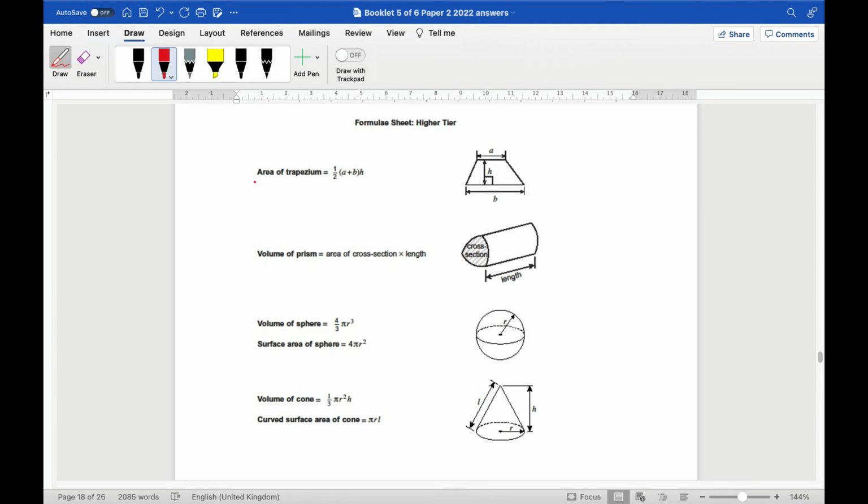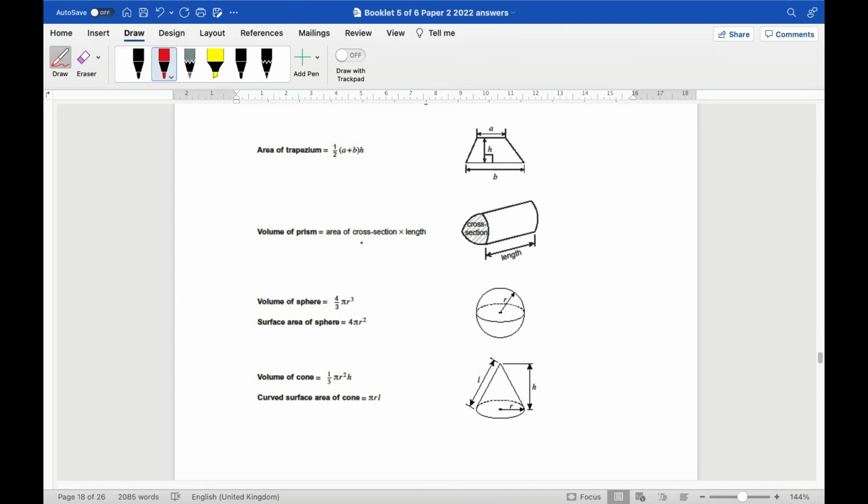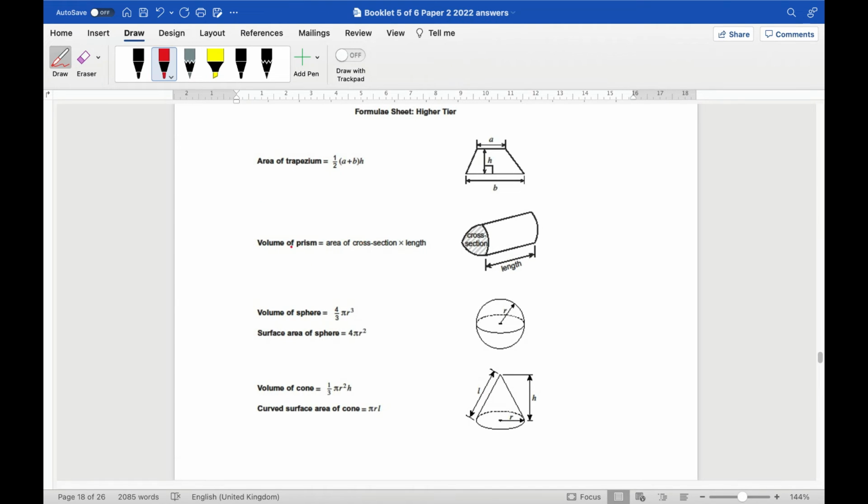What we've got is the area of a trapezium, which we've already used a lot of, but it is there. The volume of a prism. What a prism is, is a 3D shape which is the same all the way through. Now, it depends what the cross-section is. I much prefer the word depth to length, but hey-ho.